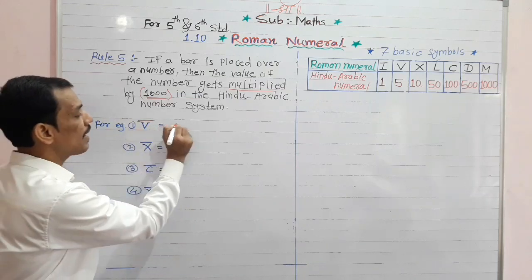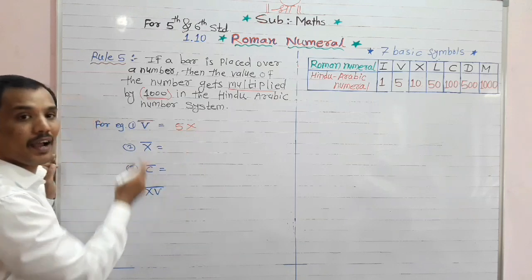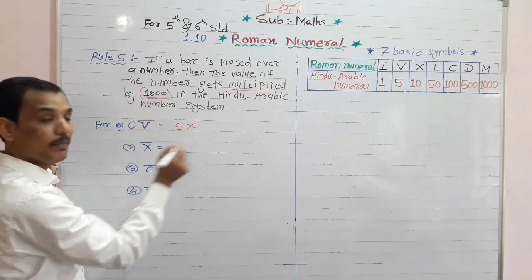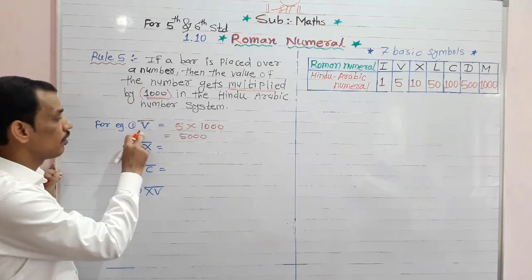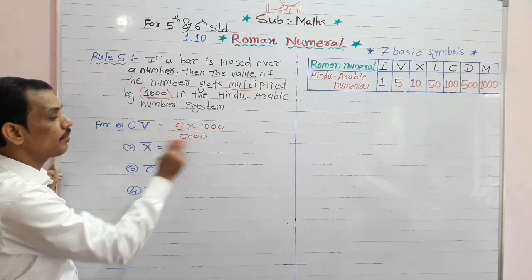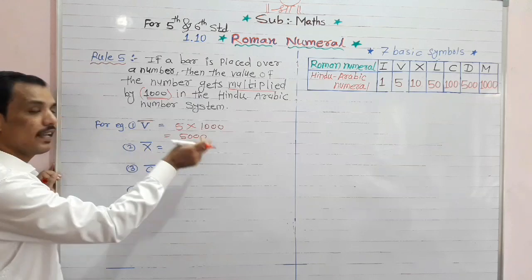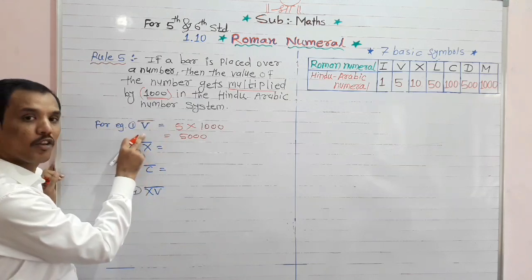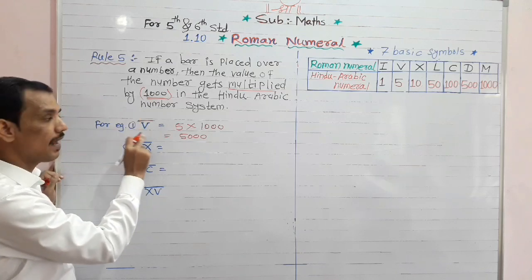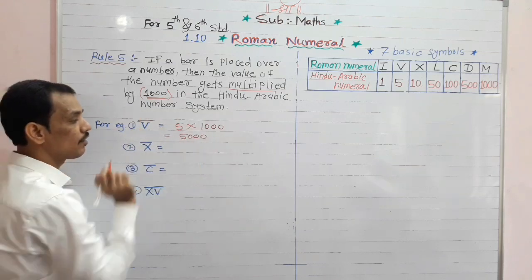So this is V, which stands for 5. So 5 multiplied by this bar, it means 1000 is there. So I am writing 1000 and doing their multiplication. 5 and the bar, it is 5000. So in this way they write the number: only write the bar above the Roman numeral, on the head of the Roman numeral, and you do their multiplication, you get the answer 5000.